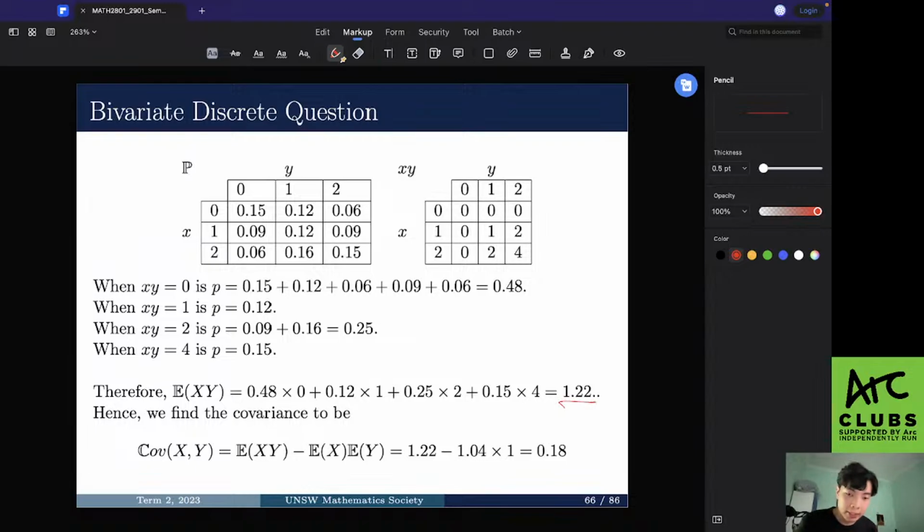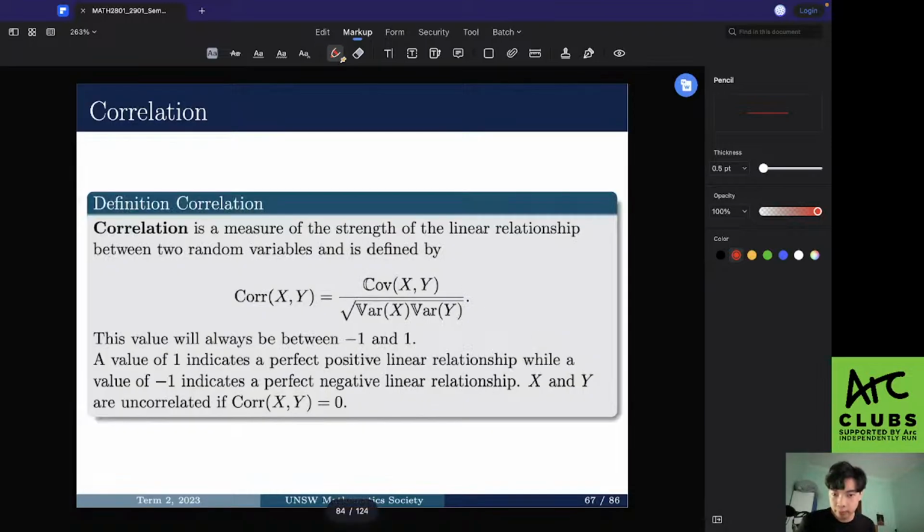1.22. Now we can use that to find the covariance, which is E of xy minus E of x times E of y. So that's 1.22 minus E of x, which is 1.04, times 1, which is E of y. And that's 0.18. And that gives us the covariance. And since it's so small, we'd say most likely x and y, even though they're not independent, don't exactly affect each other based on their growth rates.